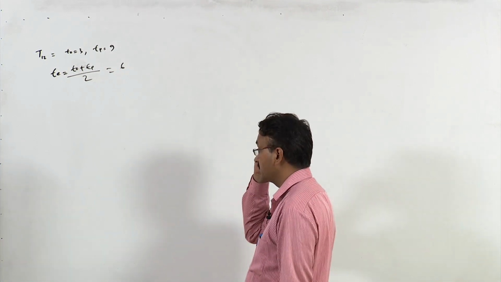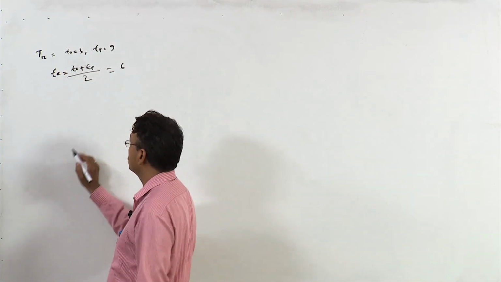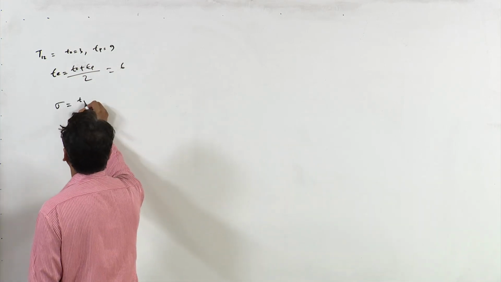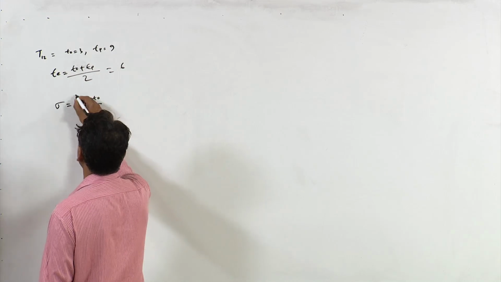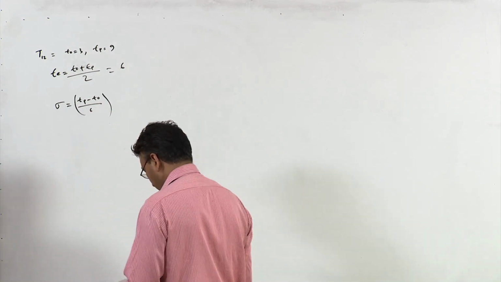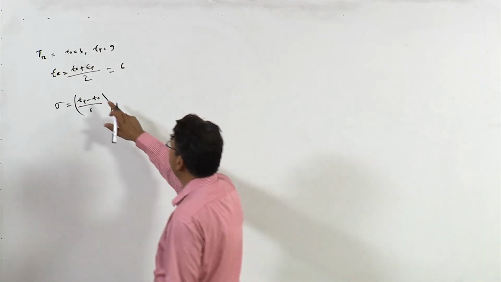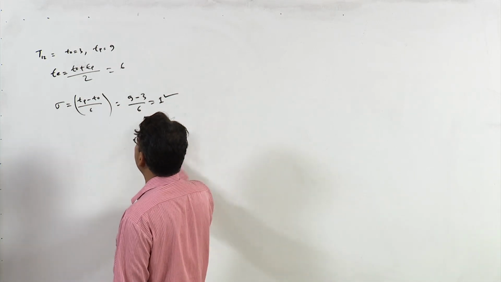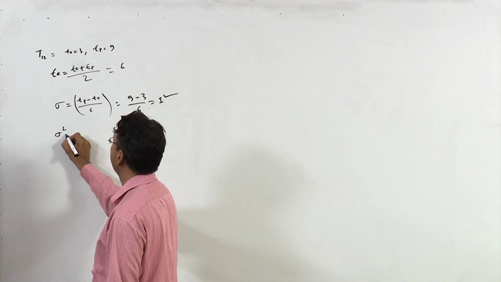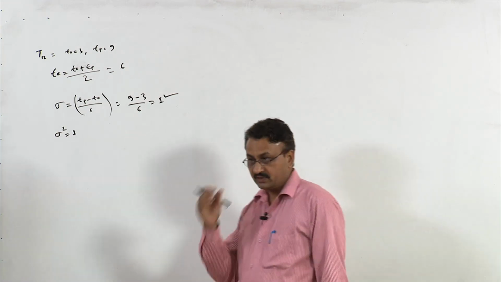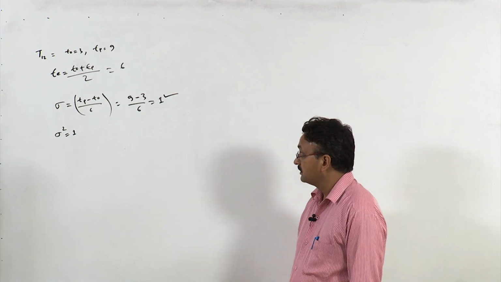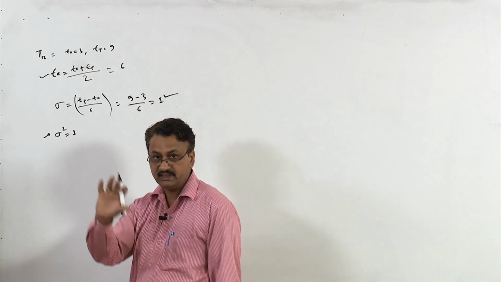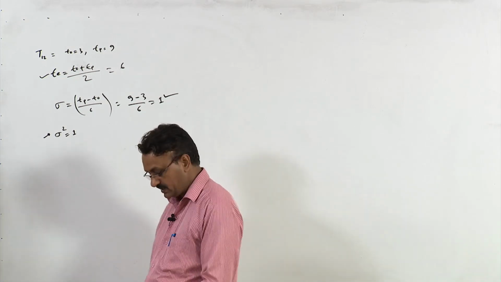Now, you need to calculate the variance of this activity also. For variance, first of all calculate the standard deviation, and the formula for this is T P minus T O divided by 6, right. T P is 9 minus 3 divided by 6, this is 1. So, standard deviation is 1, so variance is also 1. In this way you need to calculate the expected time as well as variance of all the activities given in the network, right.